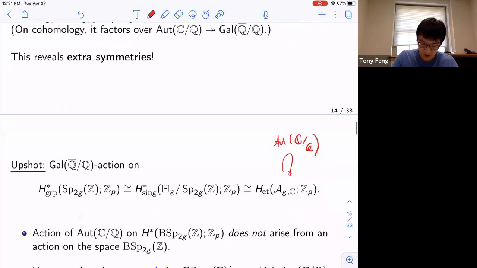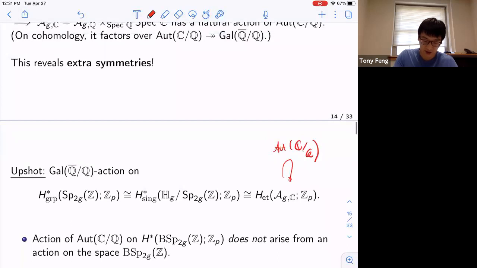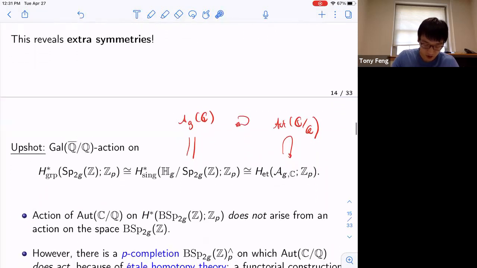Now, a couple of comments. So the action of this on this thing doesn't come from an action on the actual homotopy type, on the actual space. Really, this came from the fact that this acted on AG of C, which was then identified with this thing. But that action is far from continuous. I mean, an automorphism of the complex numbers induces an action on the complex numbers, but an incredibly discontinuous one. So that's why it was a little bit subtle to see the action in the first place.